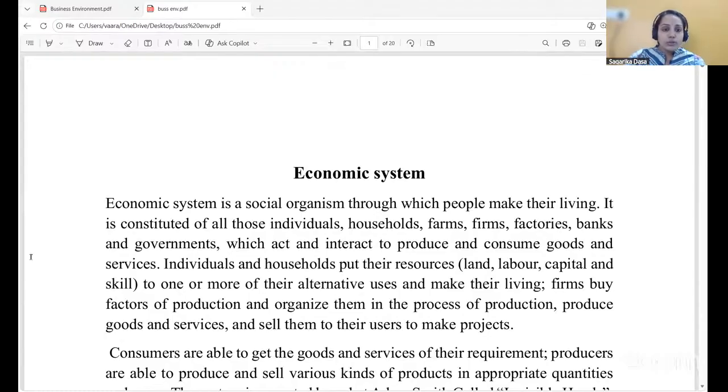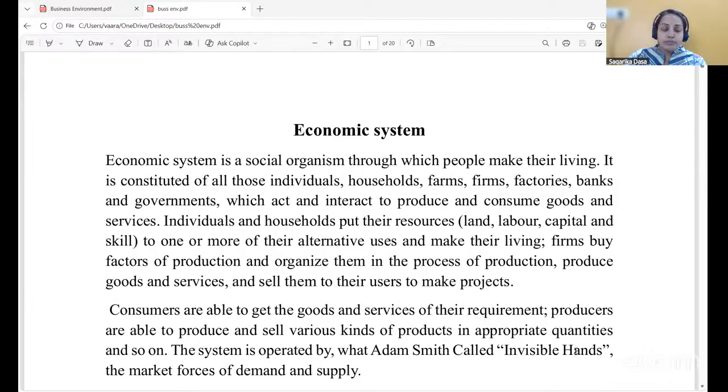Right. In the economic environment, we are going to study in detail the types of economic systems, business cycles, and inflation causes and measures. Now, let us start with the economic system. Economic system is a social organism through which people make their living. It is constituted of all those individuals, households, farms, firms, factories, banks, and governments which act and interact to produce and consume goods and services.